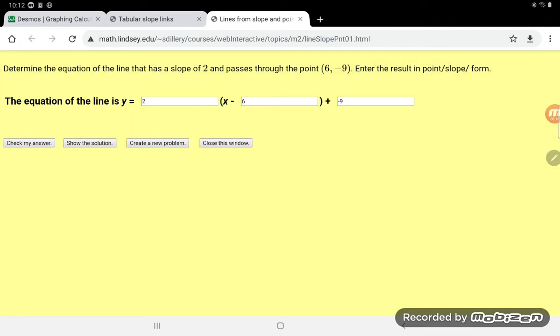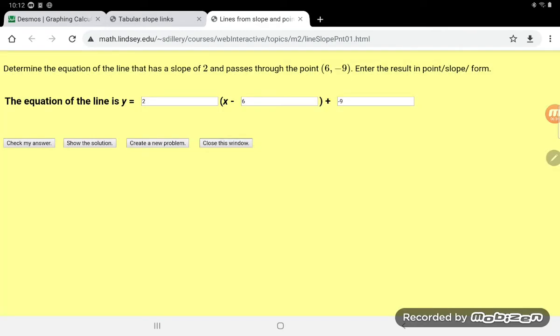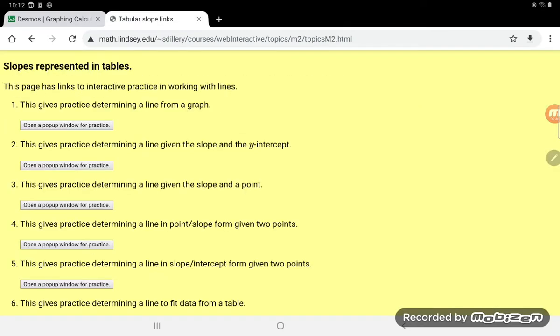Check my answer. It was correct. I can look at the solution. Well, maybe I can. There we go. And again, this one doesn't say much because pretty much I'm just placing in the numbers I see. There's not really much to calculate. Just put it in and make sure I get things in the right order. So close that.